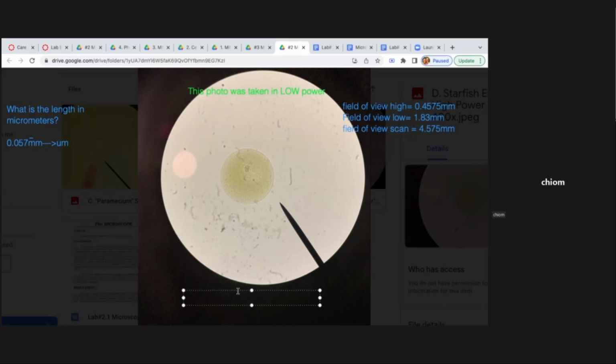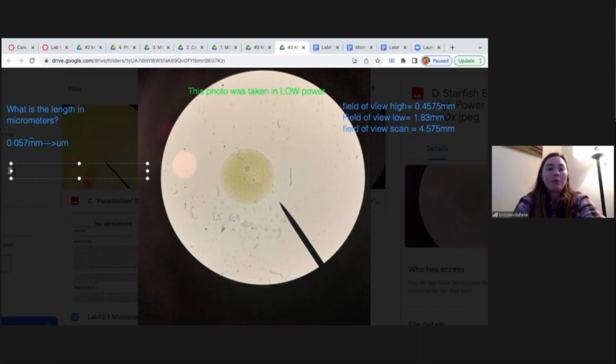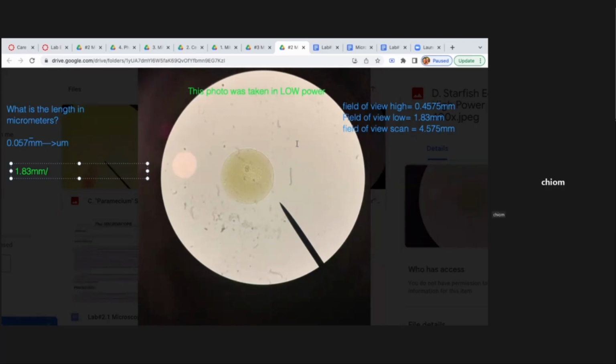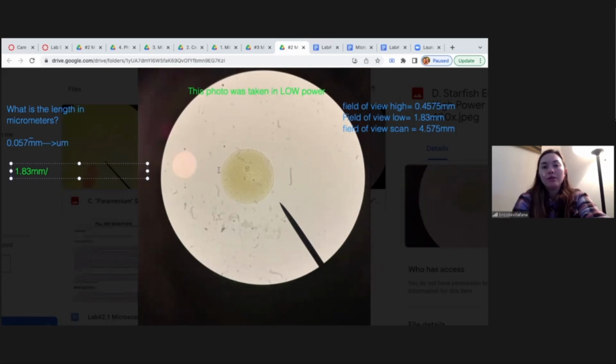1.83. 1.83, right? Yes. We're going to take 1.83 millimeters and divide that by how many starfish we think can fit across the length. So why doesn't somebody take a stab? How many do you think can fit across? 4. So 1, 2, 3, 4. Looks like it might be a little more than 4, but 4 is fine. We can do 4. So 1, 2, 3, 4.